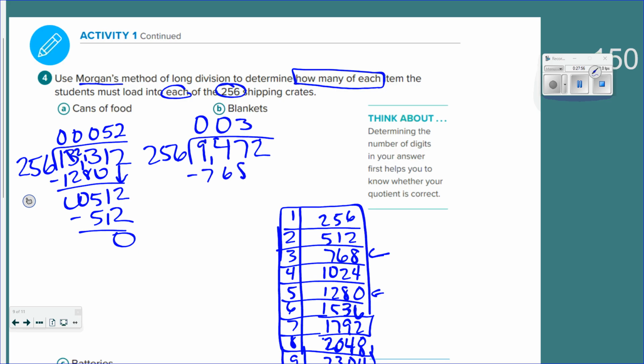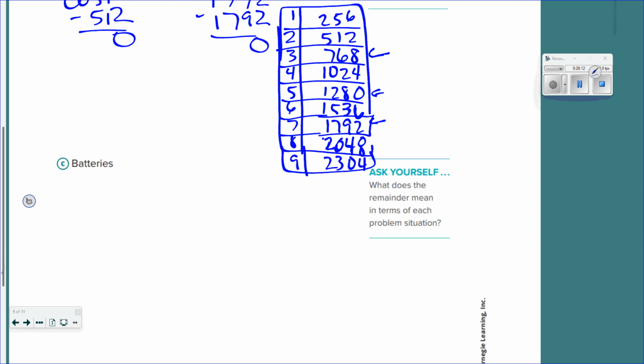Subtract 768. I have to borrow. 17 minus 8 is 9. I have to borrow again. 13 minus 6 is 7. Bring down my 2. 1792. Well, how many will it go? 7. Subtract 1792. I get 0. Okay, let's try this again.